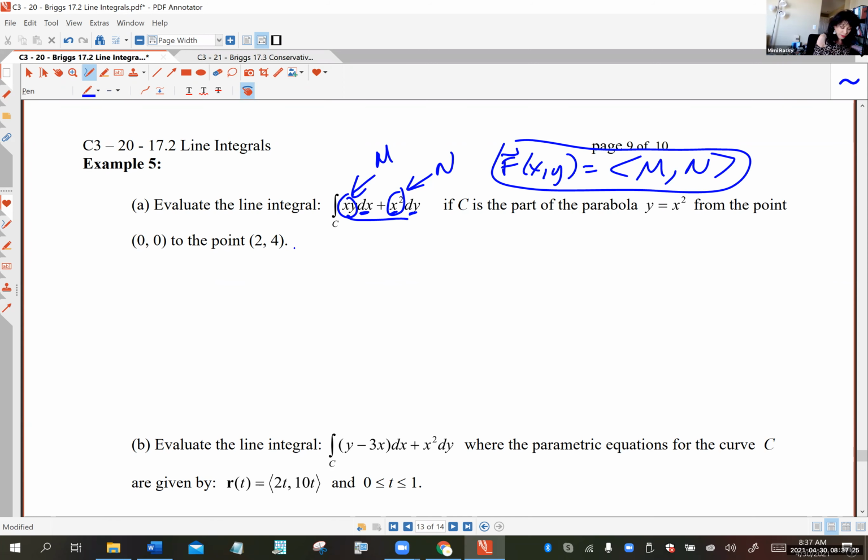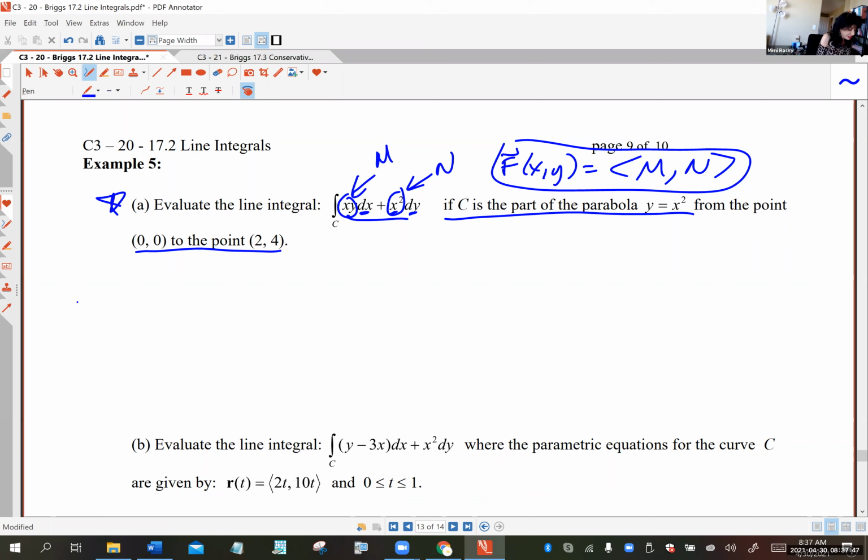So the hard part about this letter A example that I put into your lecture notes is they're giving you the curve and they're describing it for you, but they're not parameterizing it for you. You've got to do that. They're not being nice and they didn't give you the r of t. So they're giving you the starting and stopping point.